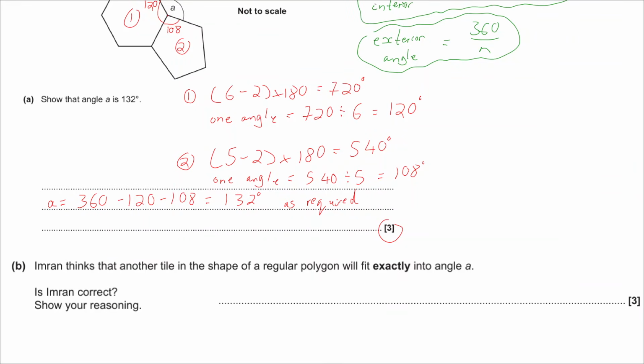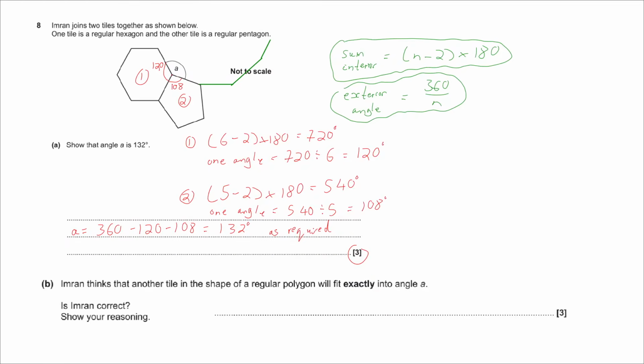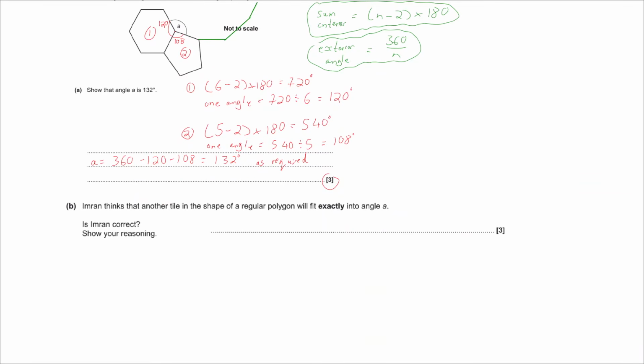Now part B is this. It says, Imran thinks that another tile in the shape of a regular polygon will fit exactly into angle A. Is Imran correct? So he's sort of saying for part B, could you get another polygon of some number of sides to fit into this here? Now, what I would do here is zoom out a little bit. I know that this interior angle here, I'm going to draw it down here.